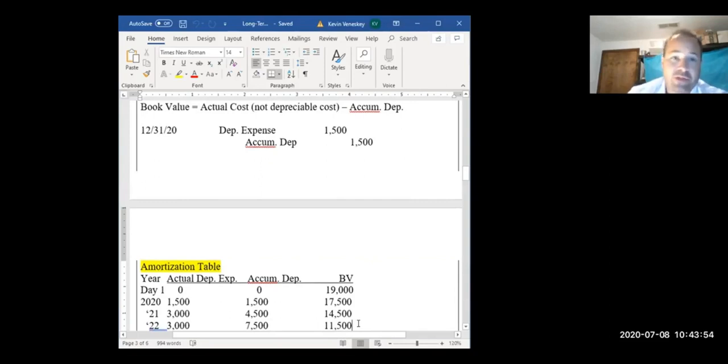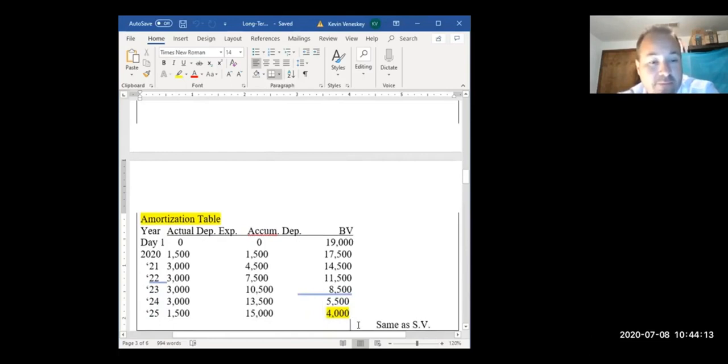Then you'll see for 2022, with straight line, the amount of depreciation stays the same. That's why it's the most popular, it's the easiest. $3,000, tack on another $3,000 to my accumulated depreciation, and then simply take off $3,000 from my book value.